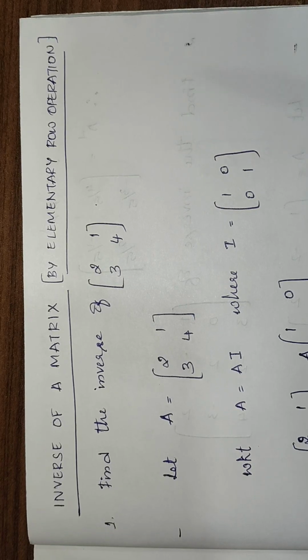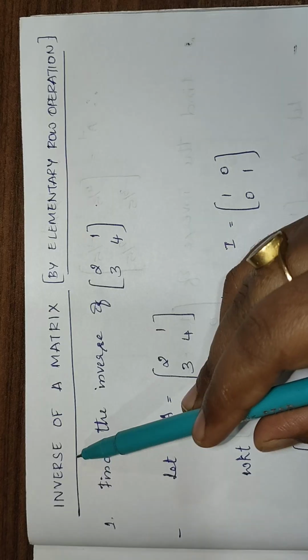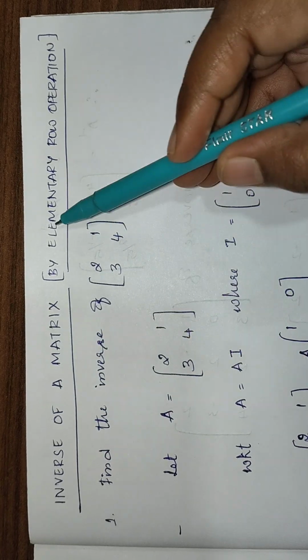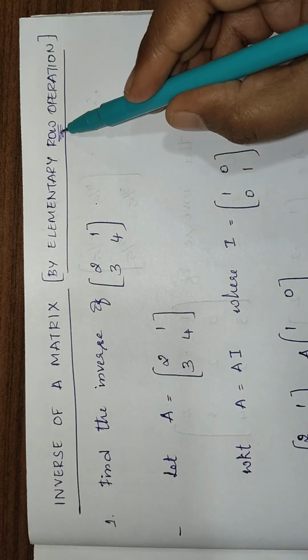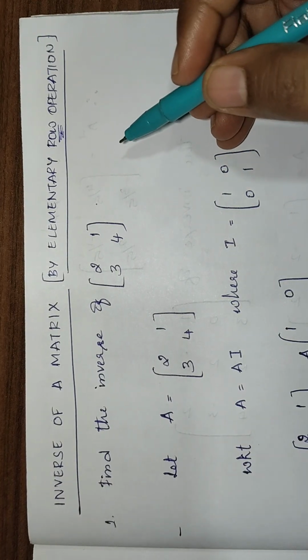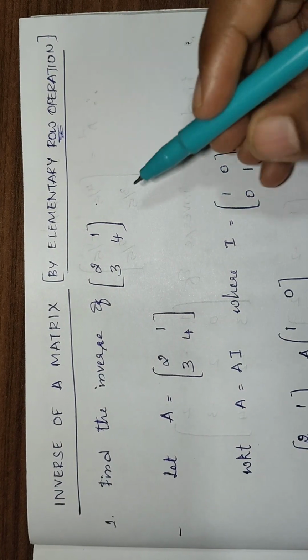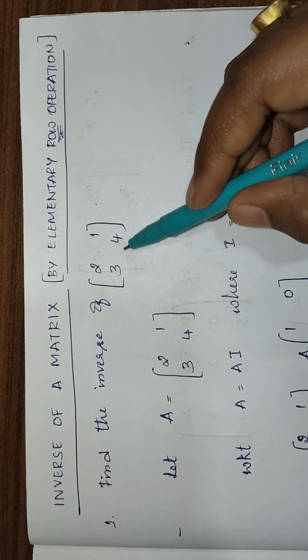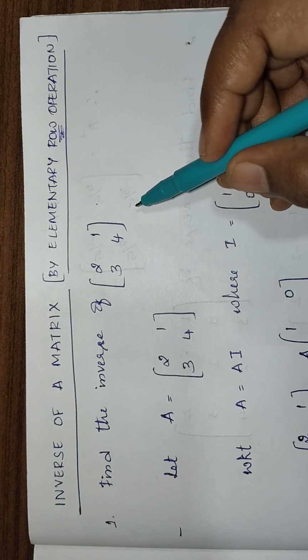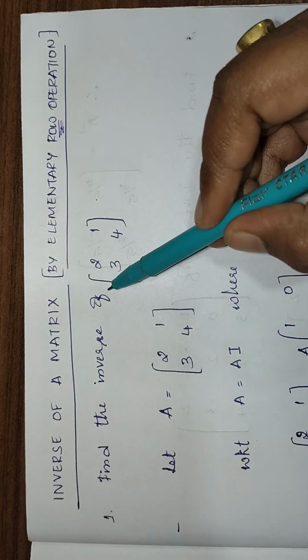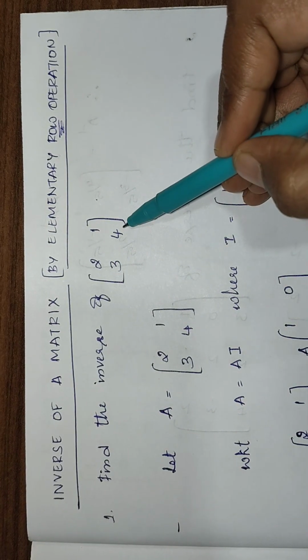Hello students, in today's class, let's learn how to find the inverse of a matrix by elementary row transformation or row operation. I have taken two examples. First one is of 2 cross 2 matrix and second one is of 3 cross 3 matrix. Find the inverse of 2, 1, 3, 4.